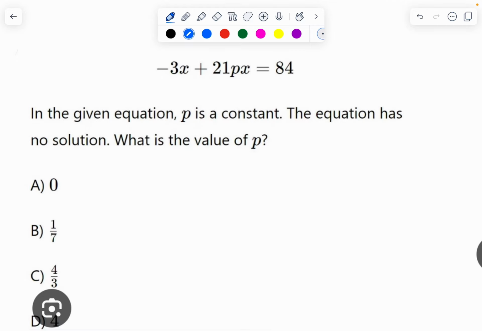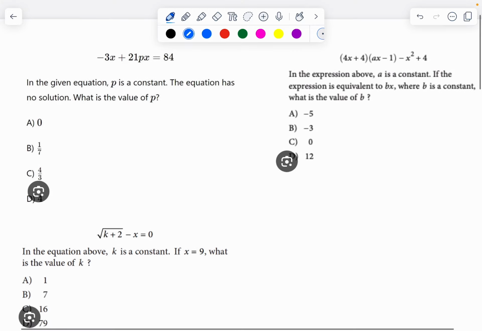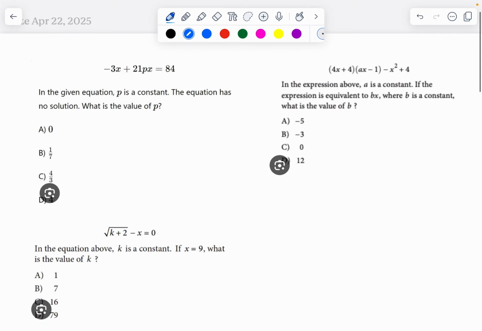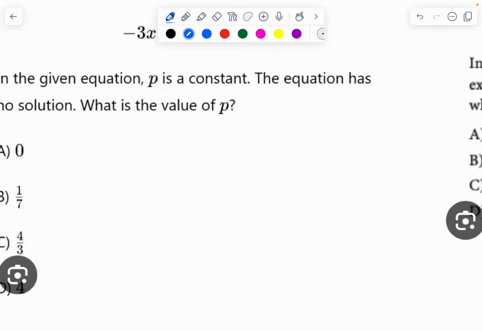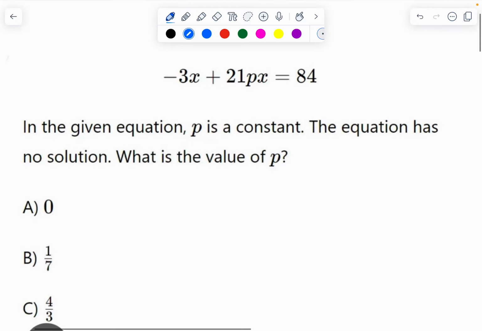I did read through them a little bit. What I noticed between the three of them is you're going to want to start with whatever information you're given, because when they tell you something, they tell you that for a reason. So on this one, they're saying P is a constant. That's great. The part that really matters is that there's no solution. So how do we get something to have no solution? We would get something like 0 equals 84. A false statement would give us no solution.